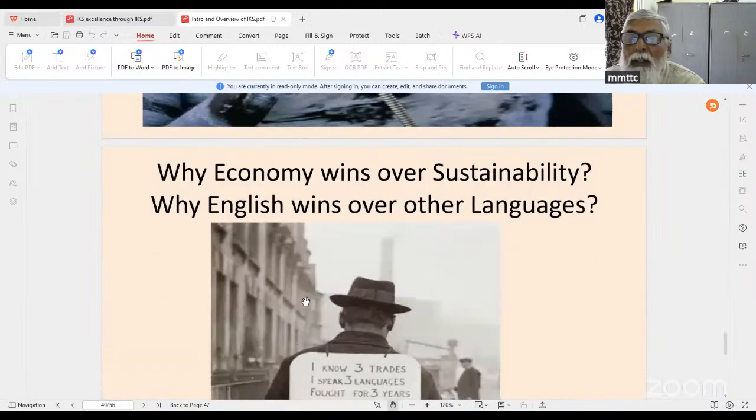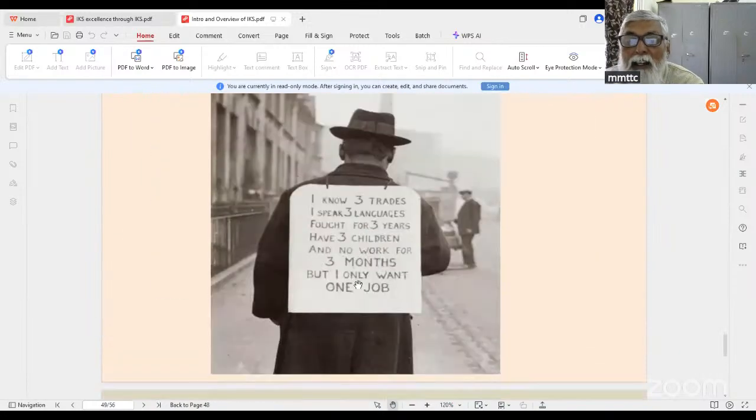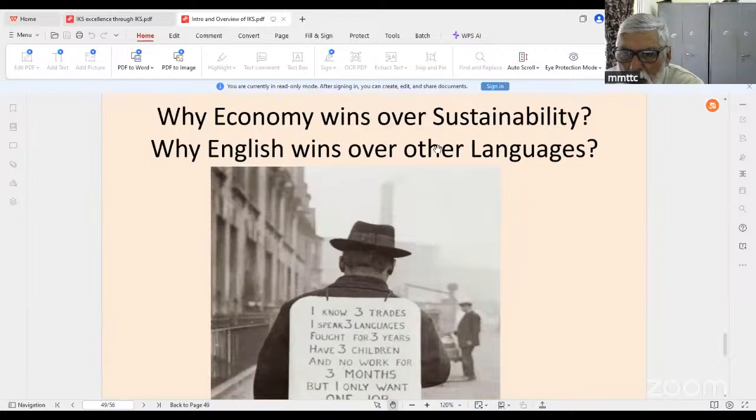So why does economy win over sustainability? You'll see here: I know three trades, I speak three languages, I fought for 3 years, I have three children, and no work for 3 months, but I want only one job. That's the reason why, even though current knowledge systems are unsustainable, they are highly economically oriented.